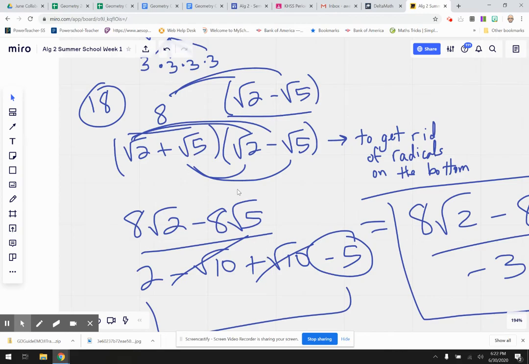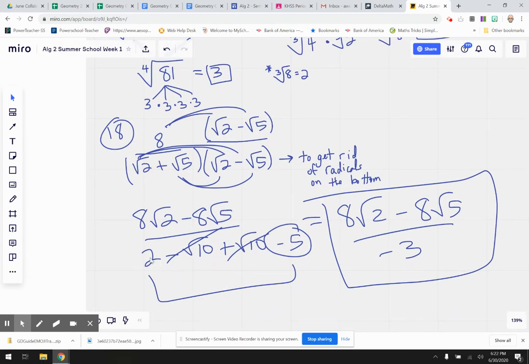Because radical 5 times a negative radical 5 is going to give me a negative 5. Radical 5 times radical 5 would be radical 25, but that comes out as a 5, and they're different signs, so it's negative. When you combine your like terms, 2 minus 5, your bottom is going to be negative 3. The top didn't change. It's still 8 radical 2 minus 8 radical 5. The bottom's a negative 3, and that is completely simplified.